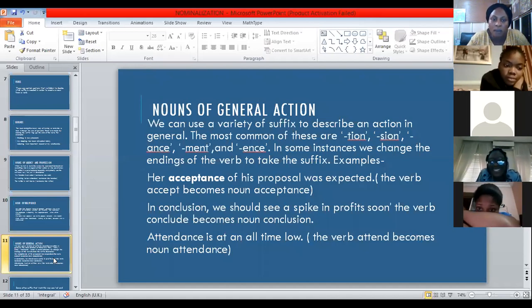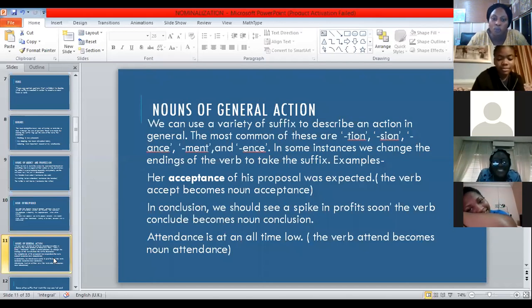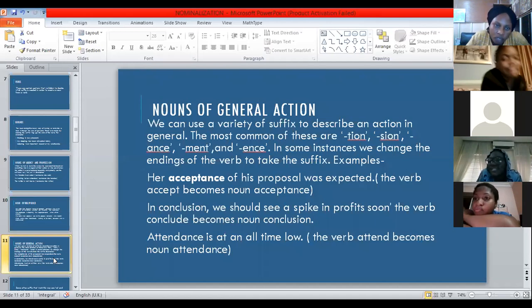So the verb accept has been nominalized to become acceptance. The second example: in conclusion, we see a spike in profit soon. The verb conclude becomes the noun conclusion.